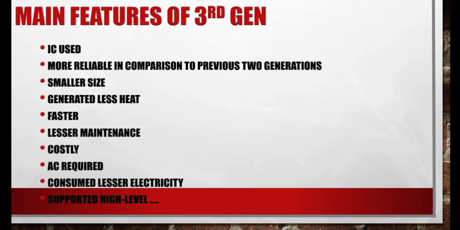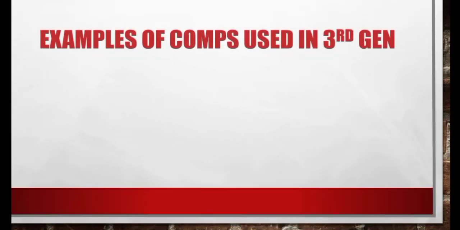The ICs, that is integrated circuits, were more reliable in comparison to the previous two generations. They were smaller in size, generated less heat, were faster, required less maintenance cost, consumed less electricity, and supported high-level programming languages. So you notice that as we check the first generation, then the second, they are becoming more advanced and advanced now and then.